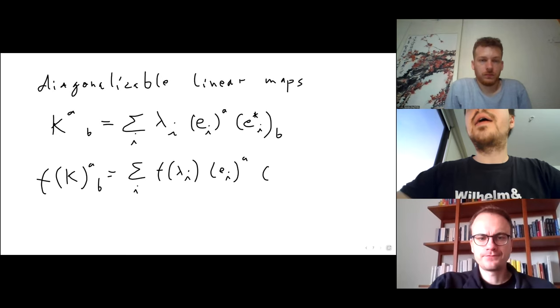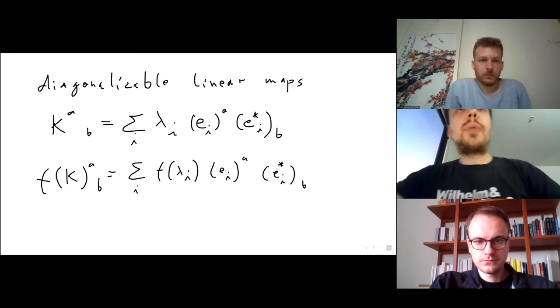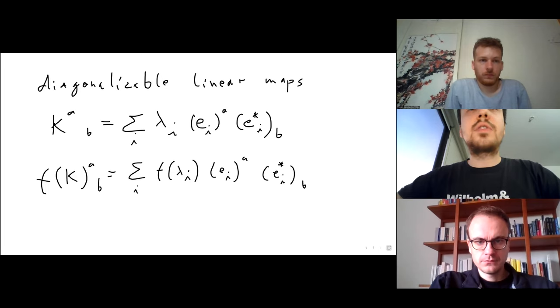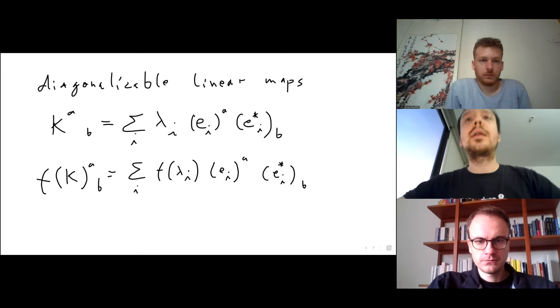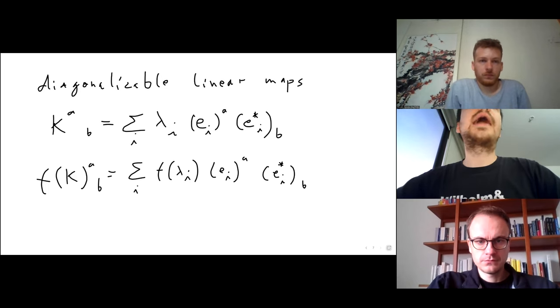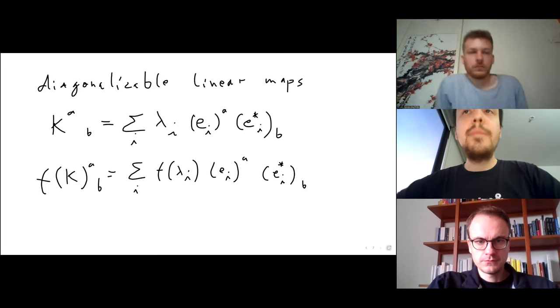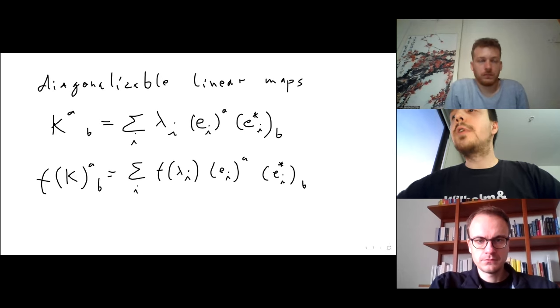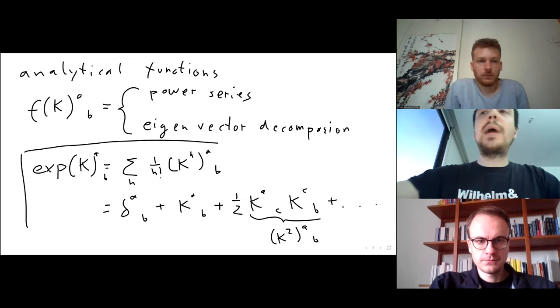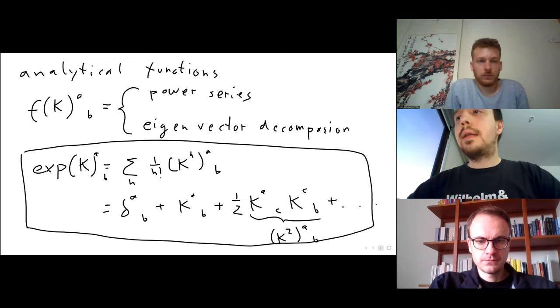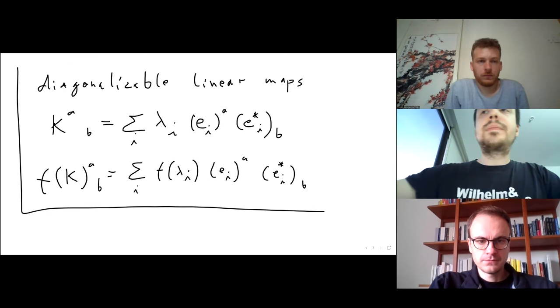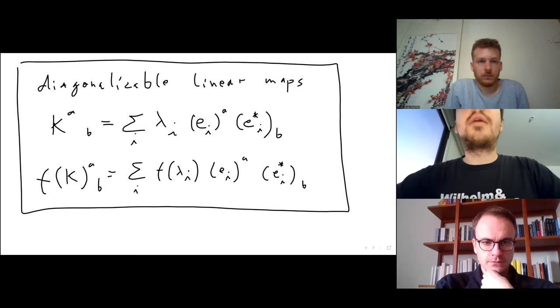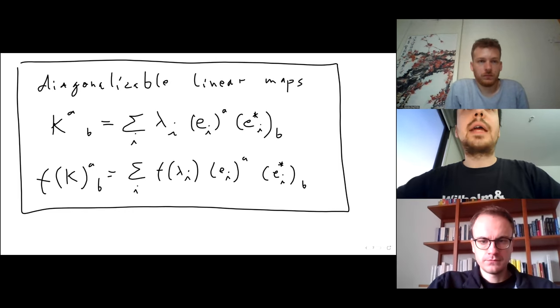And that gives me also a unique definition of how I can apply general functions, which in principle don't even need to be analytical, to diagonalizable linear maps. And of course, if my linear map is diagonalizable and my function is analytical, the two definitions, so here this was the power series definition, and this one was the eigenvalue decomposition, both of them will turn out to be equivalent. Yeah?